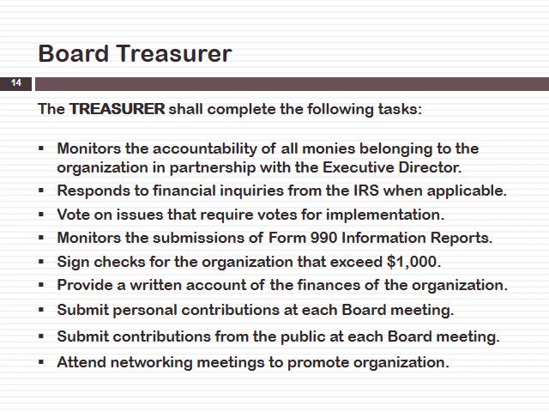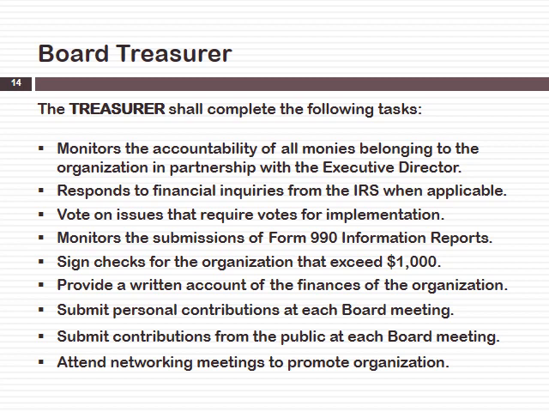The treasurer shall complete the following tasks. Monitors the accountability of all monies belonging to the organization in partnership with the executive director. So the treasurer works with the executive director to make sure that all money is accounted for in the organization. The treasurer responds to financial inquiries from the IRS when applicable. They vote on issues that require votes for implementation.